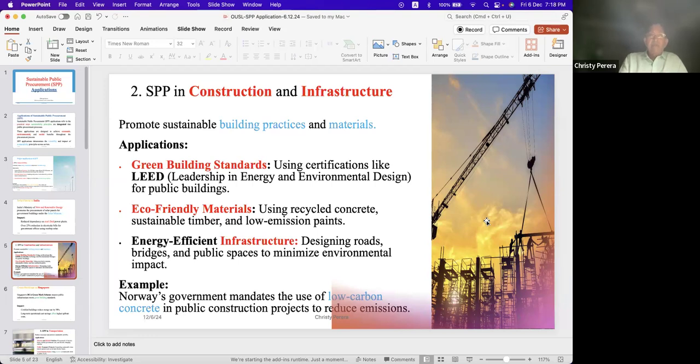For example, there is a thing called green building standards. Using certification, they have certifications like eco labels. Not only one, that's why I say there are so many eco labels and certifications. So many. So they can use whatever they want. Like in our country, we are using SLS.